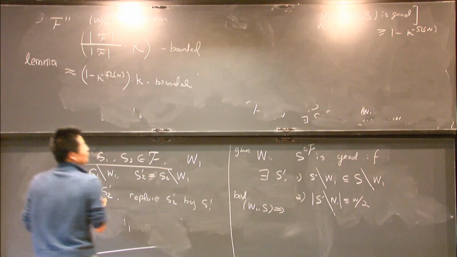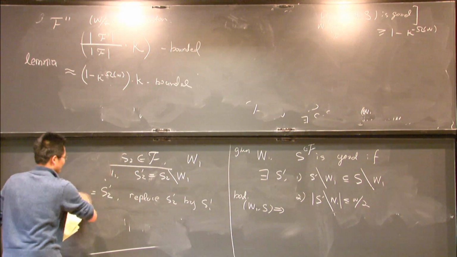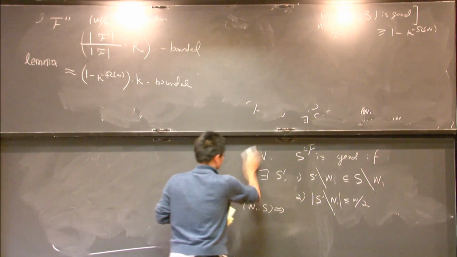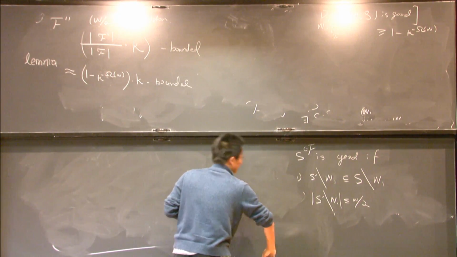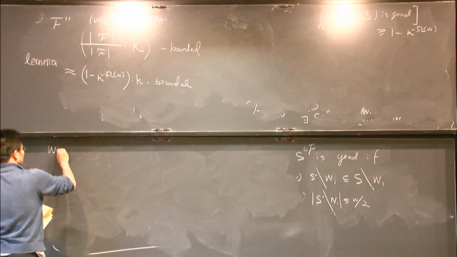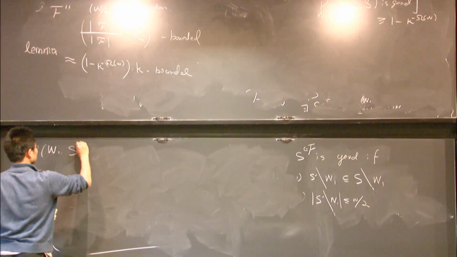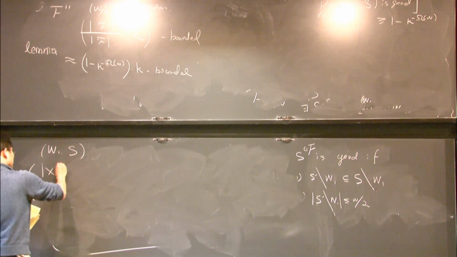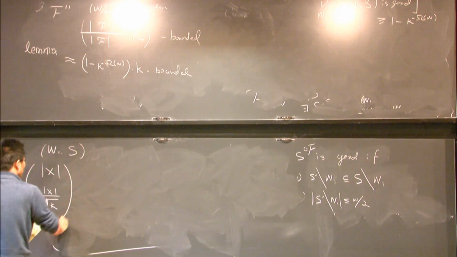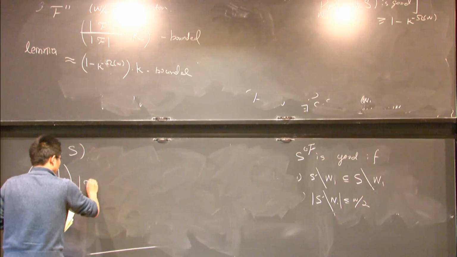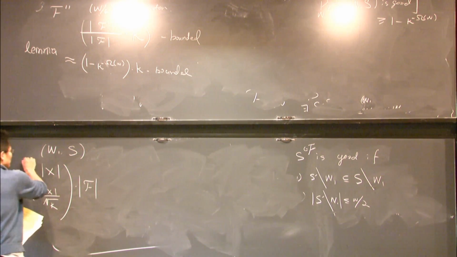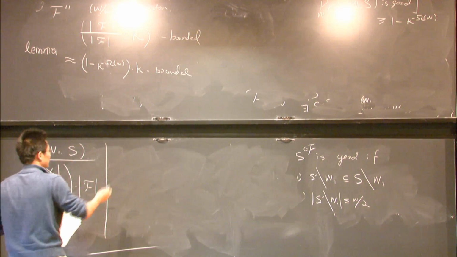Okay, so this is the main technical part. What is the sample space of this pair? The size of the sample space is the choice of W1 times F. I mean, this is the sample space of this distribution, and now we want to encode the bad pairs. How could we encode that?